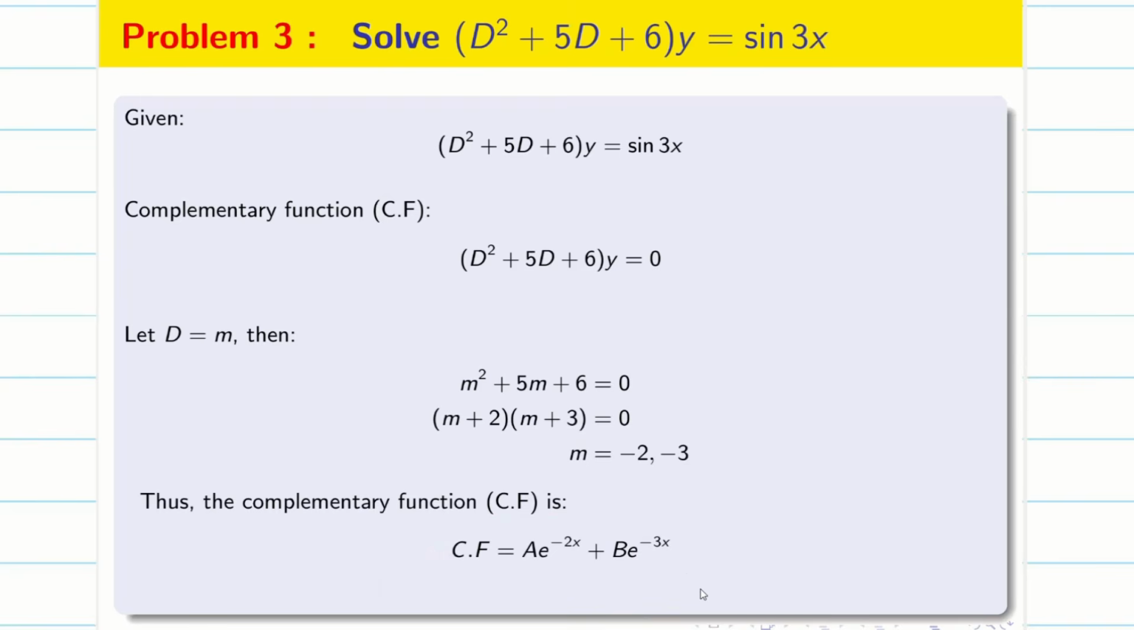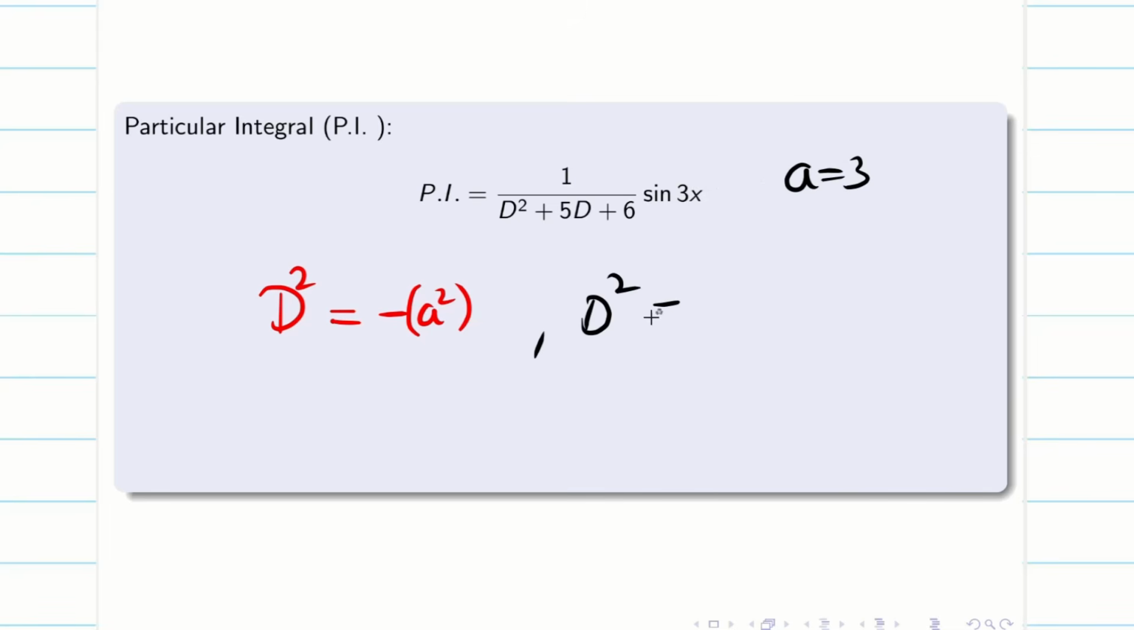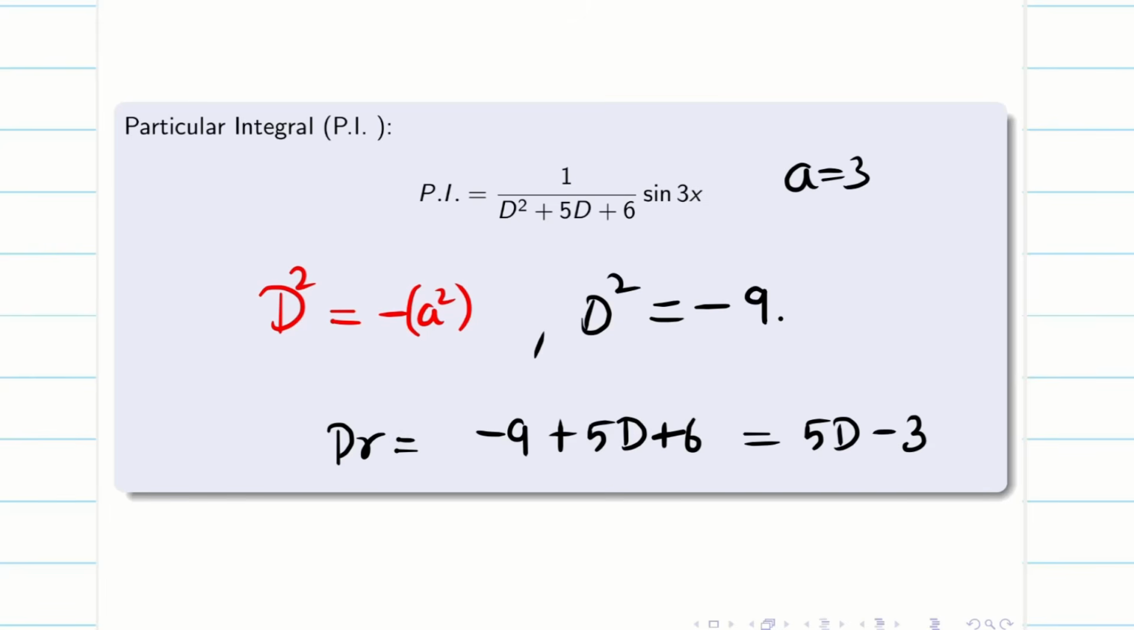Next we have to find the particular integral pi. As usual, let dr equal to denominator, then d square is replaced by minus a square. Here a is equal to 3, so d square is replaced by minus 9. Now my denominator is minus 9 plus 5d plus 6. It's going to be 5d minus 3. So your denominator is neither 0 nor a number. It is in terms of d. So now I cannot proceed further using this result.